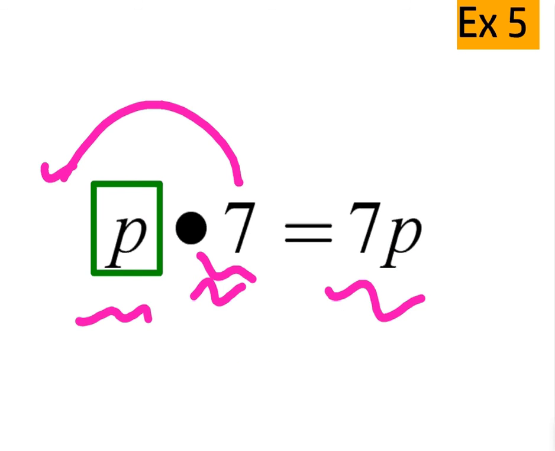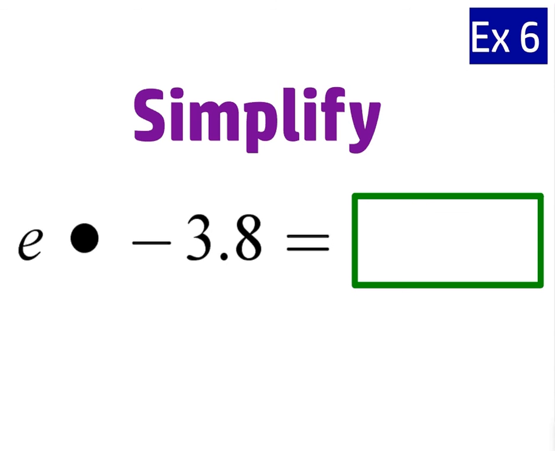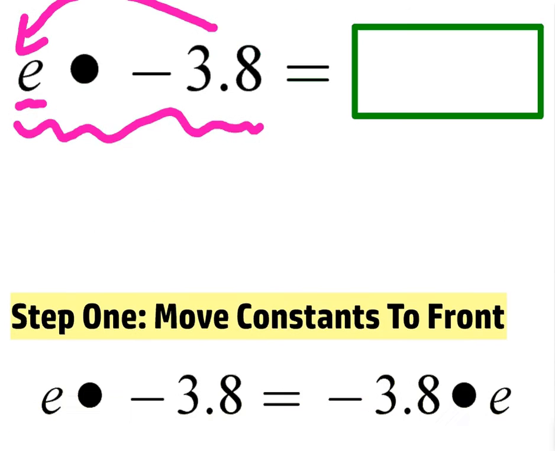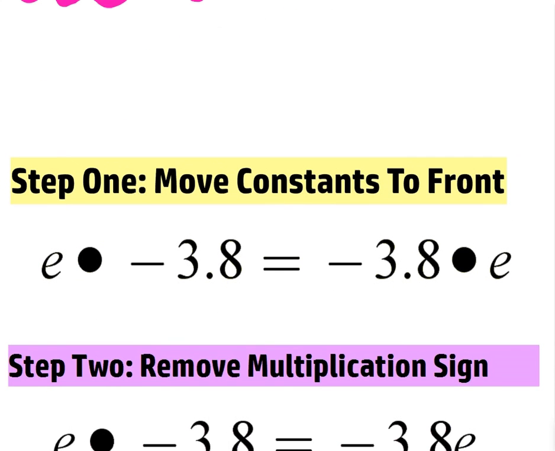Okay, again, sometimes we want to treat e and pi like a variable when necessary. So if we have e first and the negative 3.8, which we call a normal number, what do we need to do? We need to treat this like a variable and treat this like the constant that it is and move it out front. That's what we're going to do. So we're going to move the constants out front, so negative 3.8 comes first, even though we talked about the fact that e is a constant, we treat it like a variable.